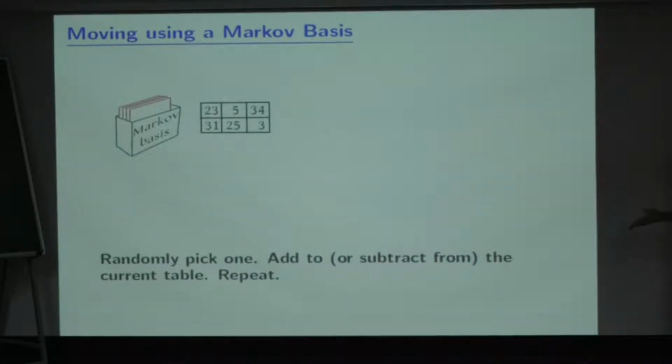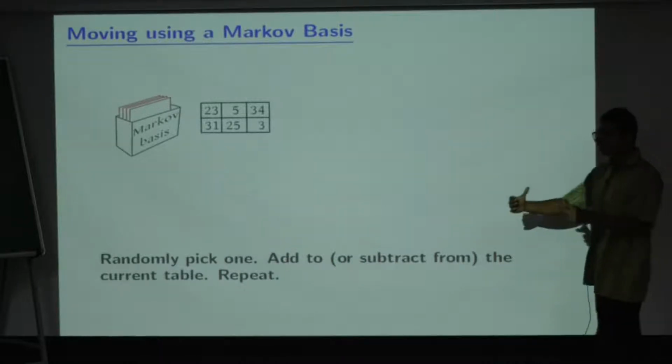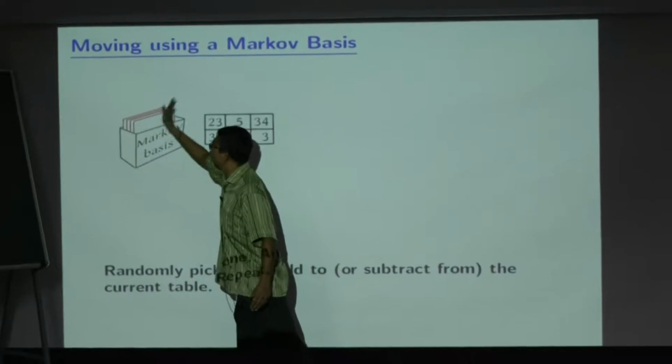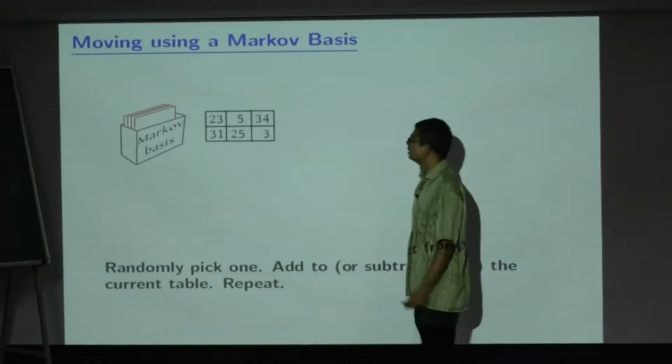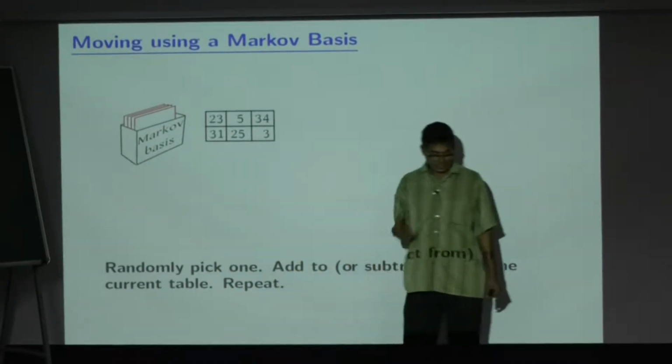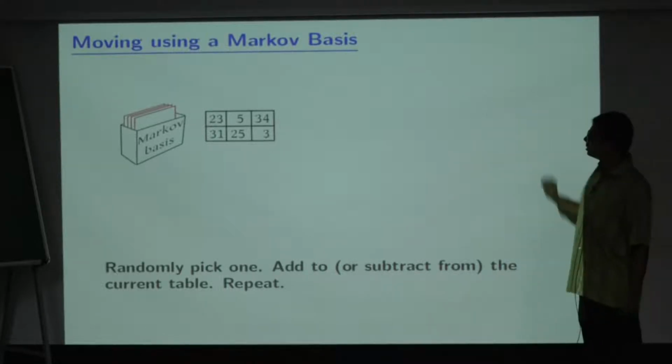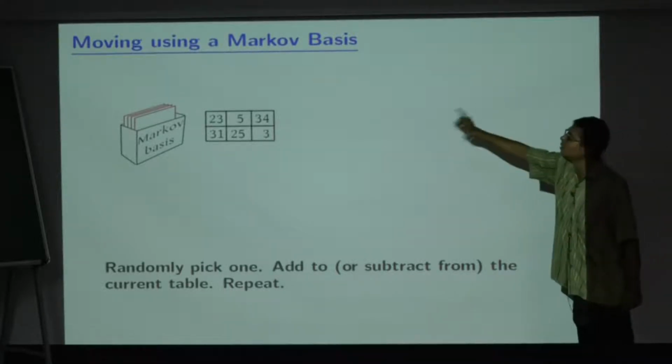So how am I going to use it? This is the idea. You have the Markov basis. So you have a collection of tables. Suppose you have got all these 0 marginal tables stacked up. This is the particular table that you have got from your data. So this is your observed thing. Now the technique is you randomly pick one of those cards and add it to this.